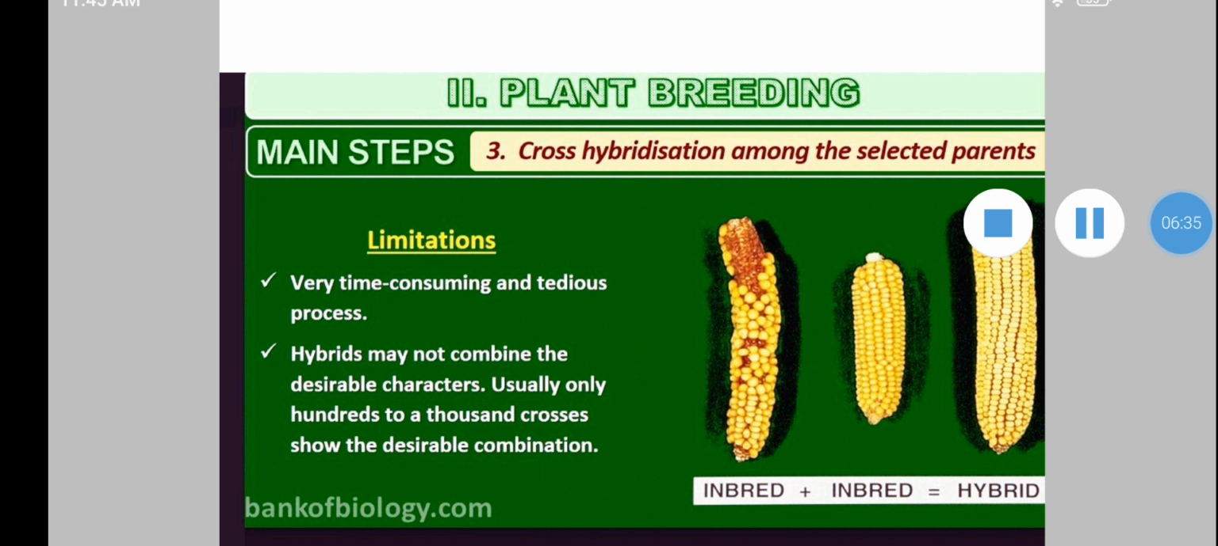Then development of fruit and seed representing the F1 generation or F1 hybrid. The next step is selection and testing of the F1 hybrid for a combination of desirable characters. Then field trials for productivity, and the last is testing and release of the variety. So these are the steps given on page number 248 of the biology textbook. Please learn that flow chart.